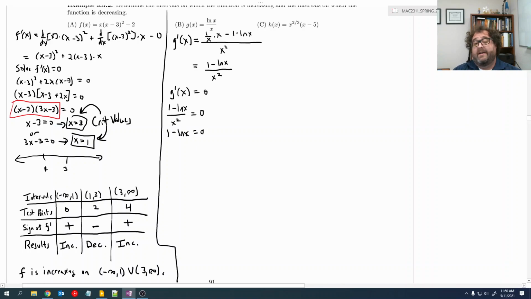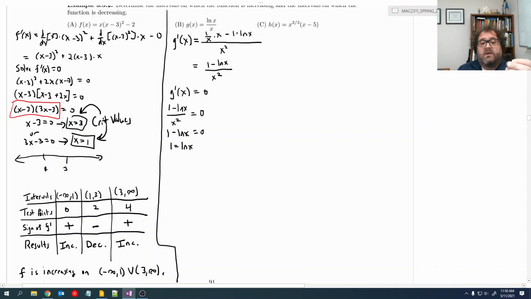Since there's only one natural log, only one logarithmic term, I'm going to add it to both sides. So we get 1 equals natural log x. Okay, 1 equals natural log x. Now we can use the definition of a logarithm to solve.